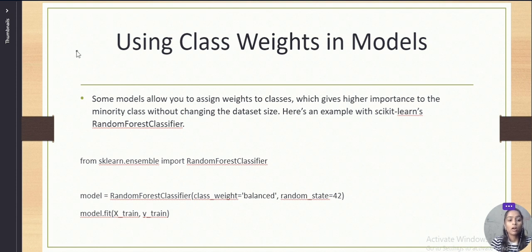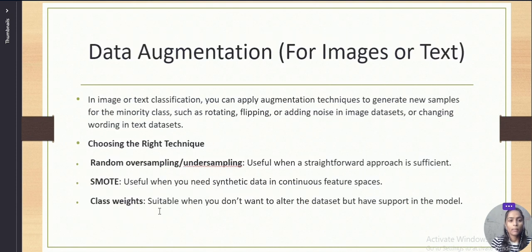Using class weights in model. Some models allow you to assign weights to classes, which gives higher importance to the minority class without changing the dataset size. Here's an example with scikit-learn's random forest classifier. So this is the example for this.